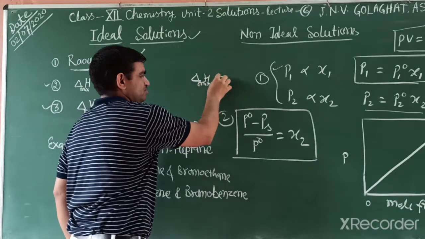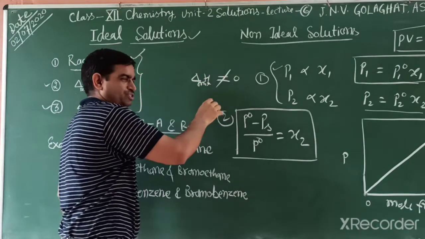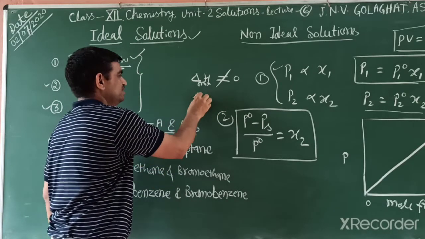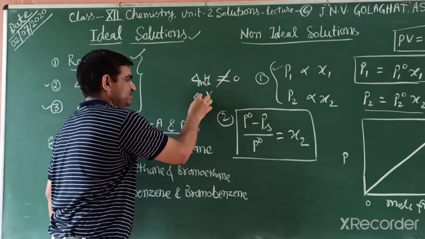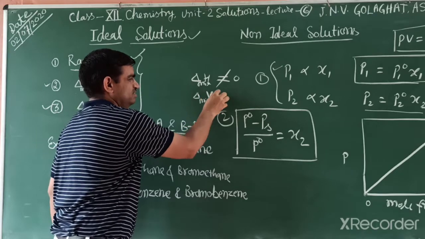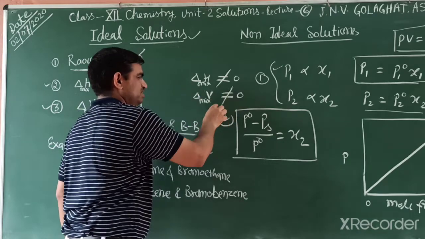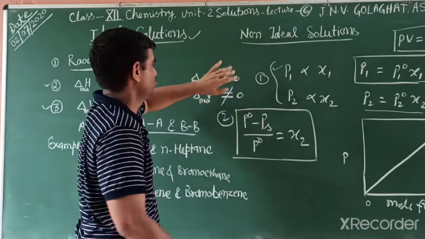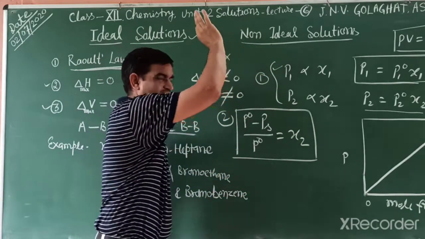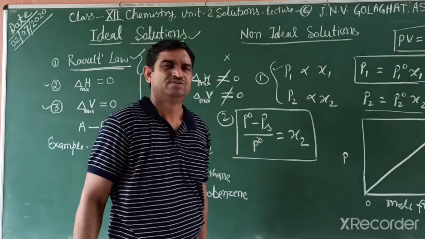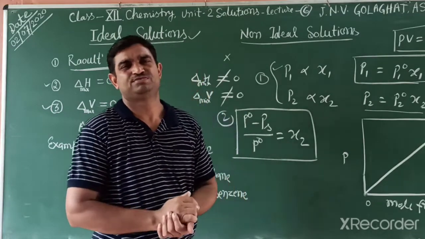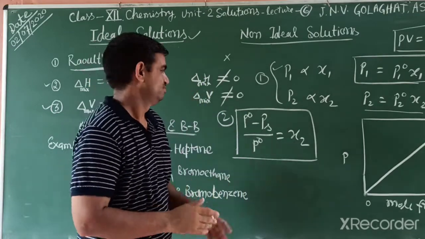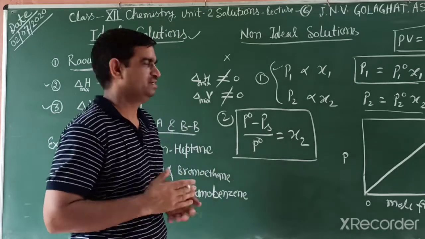If they do not follow Raoult's law, the enthalpy of mixing is not zero; it increases or decreases. You can also say the volume of mixing of two substances is not zero, meaning it increases or decreases. Those are non-ideal solutions, which do not follow Raoult's law. So what is the reason behind this? Why do they not follow it? Students, we will study in detail.